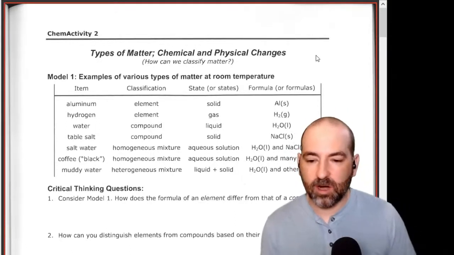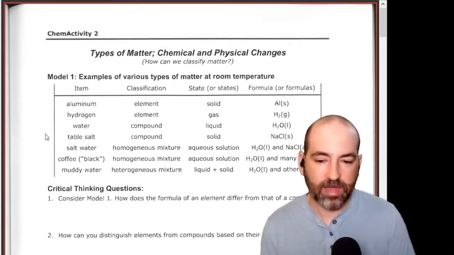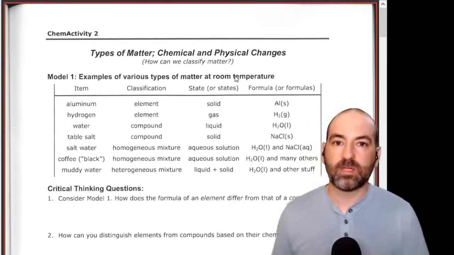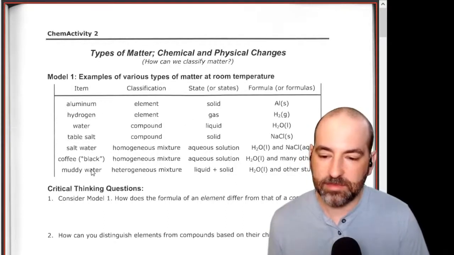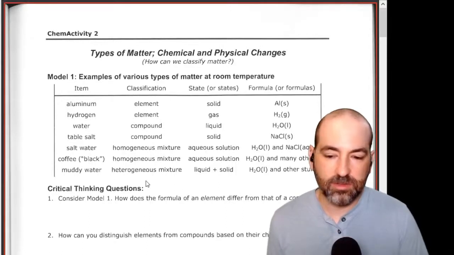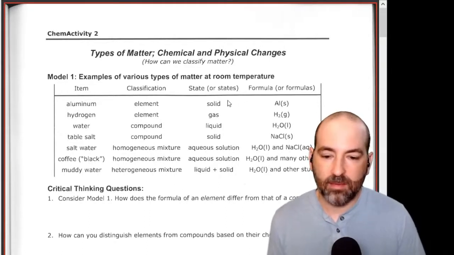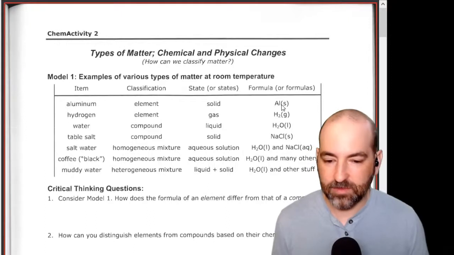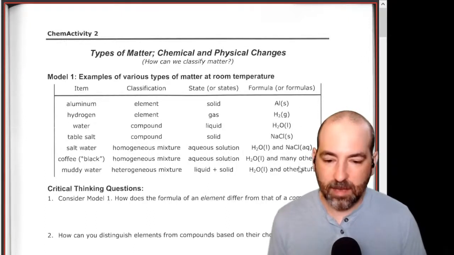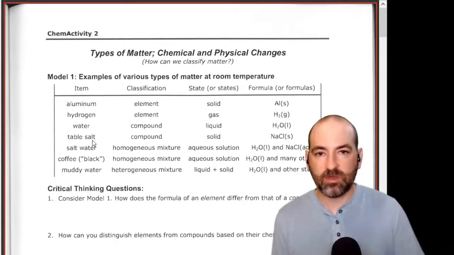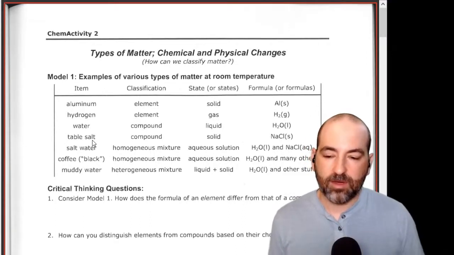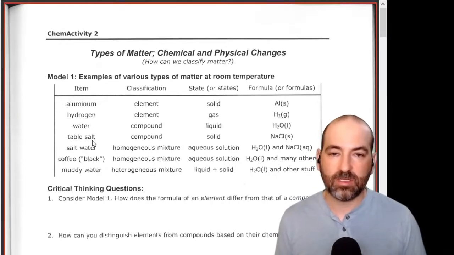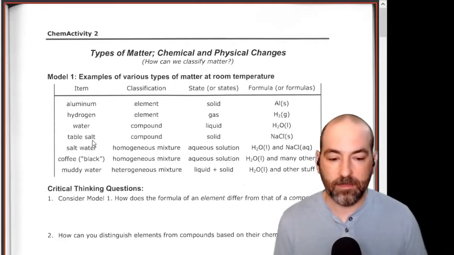These always start with just giving you some information without context. This just says Model 1, examples of various types of matter at room temperature. It gives you a list of types of matter, a classification of those using words you may or may not know, and then their states and their formulas. That's all it gives you. It doesn't really explain what's happening in here, like what these things mean. It's just giving you information. And then the questions that come right after the model are meant to make you think about the information in such a way that you can actually figure out what's going on without them explaining it.